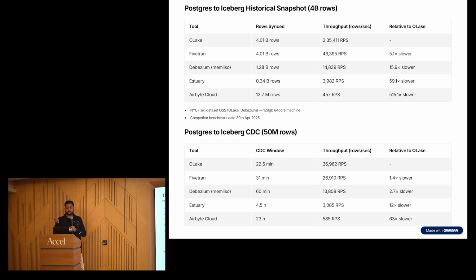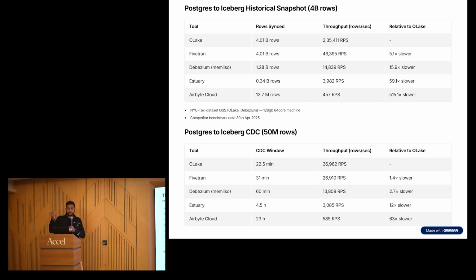As I mentioned about the throughput, we had to excel in that, right? So we basically compared ourselves with all the industry tools that people usually use. For Fivetran, we synced the NYC taxi dataset, which has 4 billion rows. We were able to sync the data at 2.35 lakh RPS. Fivetran took about 46,000 RPS, which was the closest one.